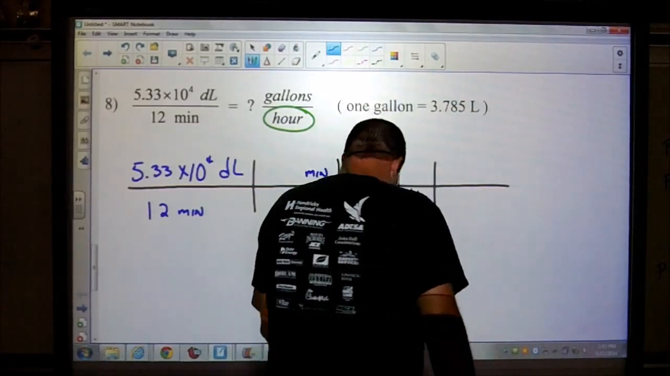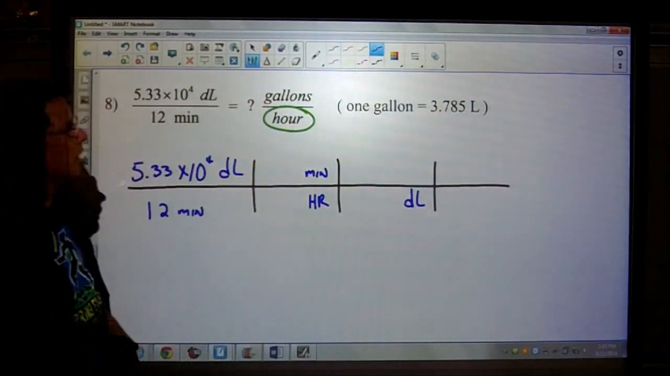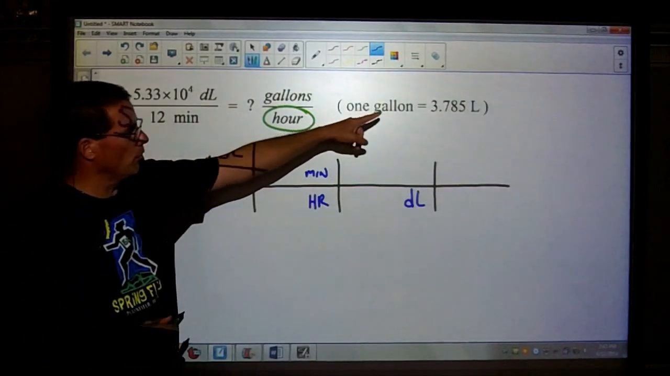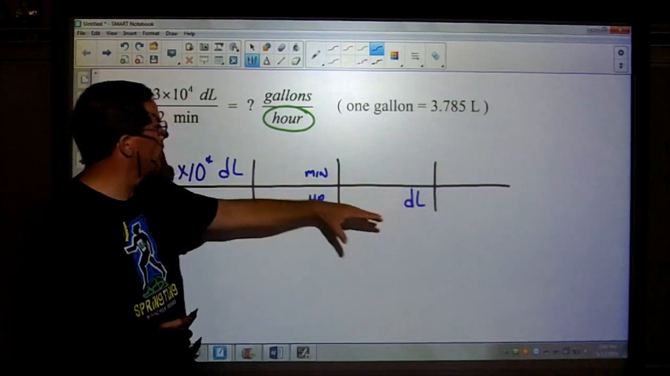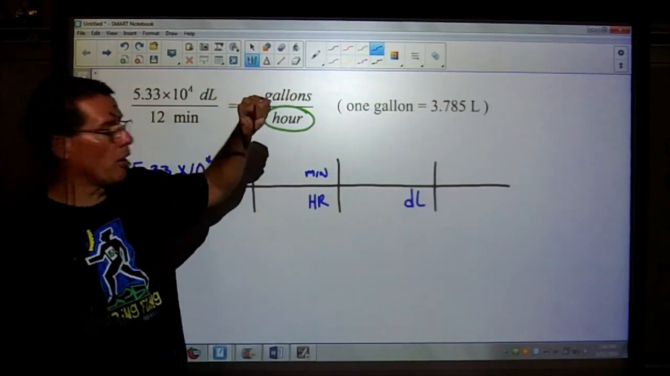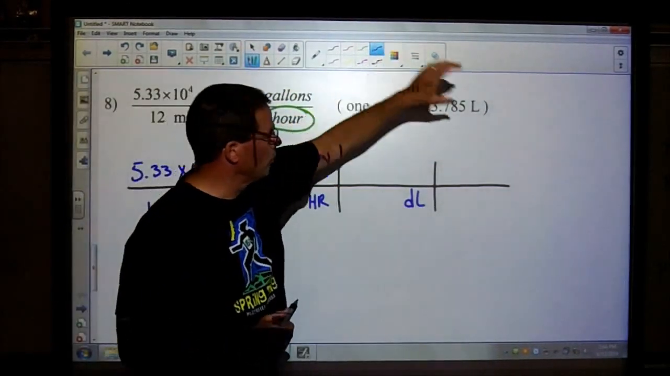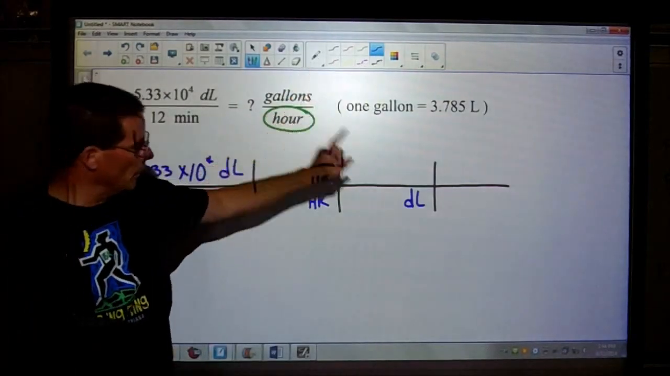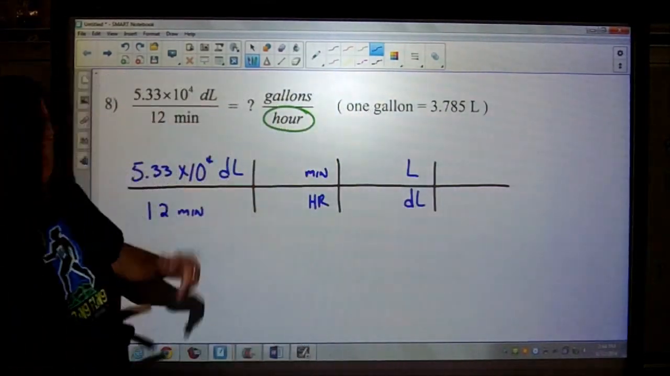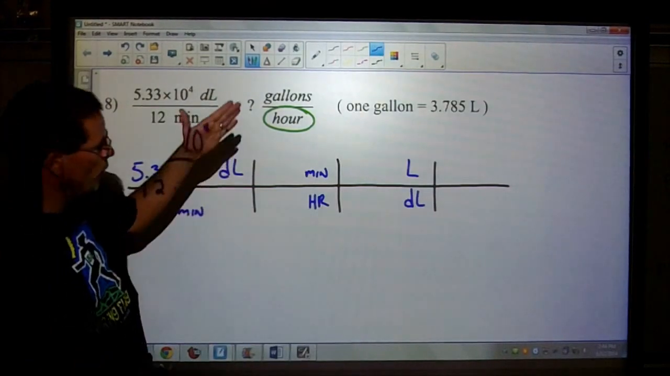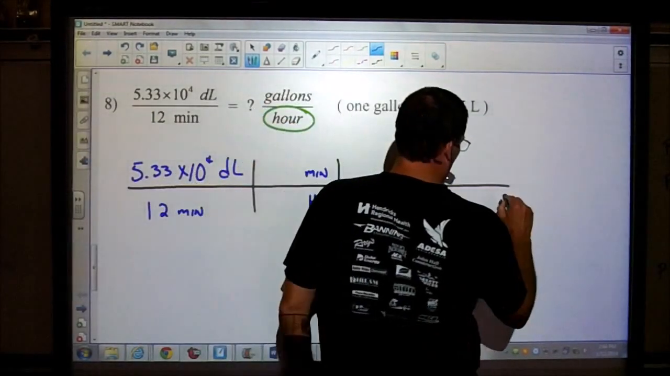Deciliters, we'll move that down. And what do we want to change the deciliters to? We're given our conversion here where it's gallons and liters. We do not have a conversion that can get us from deciliters to gallons, but we do have a conversion that can get us from liters to gallons. So that means that we need to change the deciliters to liters. Then do one more step, convert the liters into gallons, since that's what we're looking for.